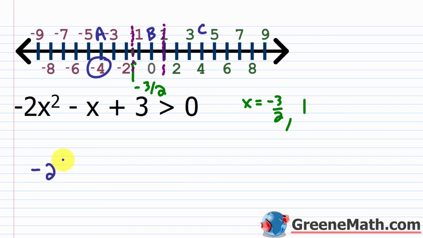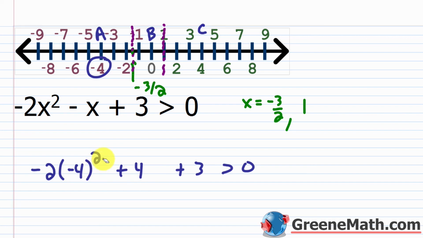So I'd have negative 2 times negative 4 squared minus negative 4, and then plus 3, is this greater than 0? So minus a negative 4 is plus 4. We know that negative 4 squared is going to be 16, and negative 2 times 16 is negative 32. So we can see that this is not going to be greater than 0. So region A, we know that's false.